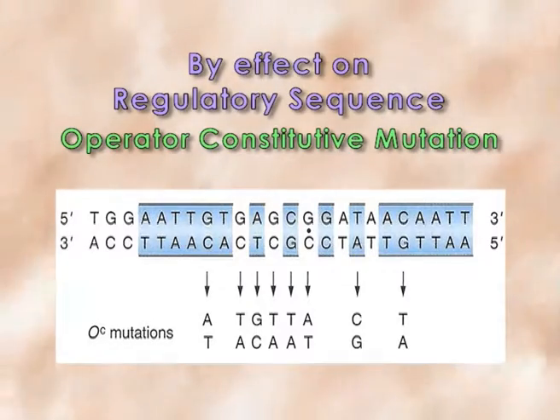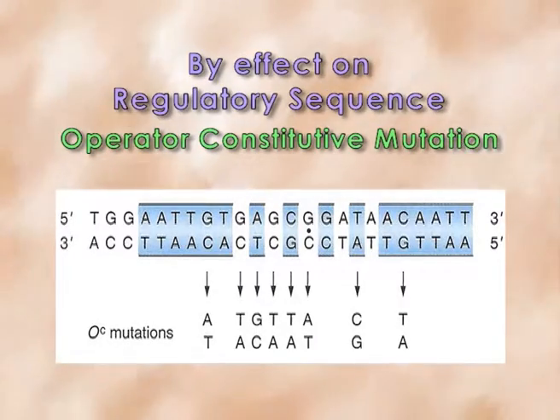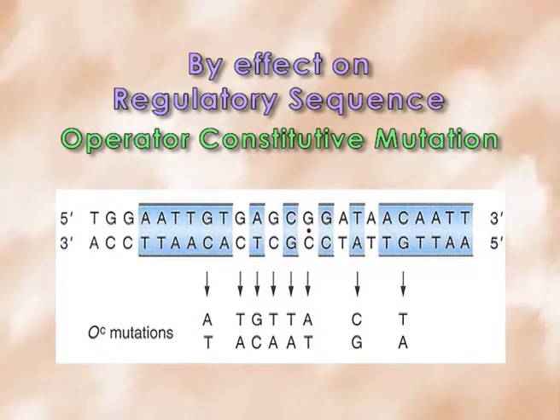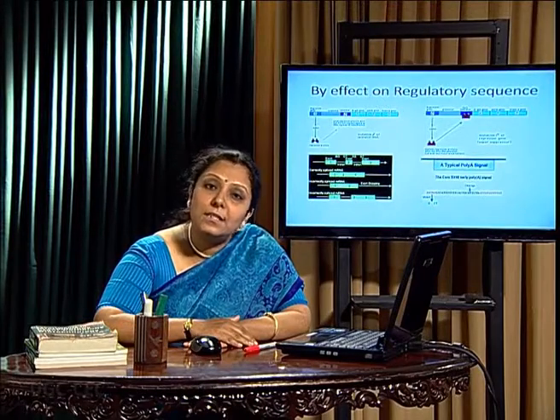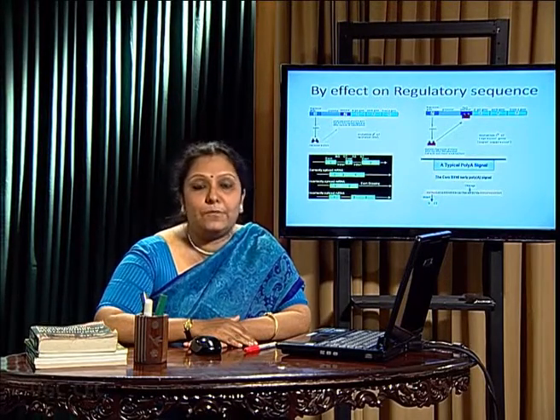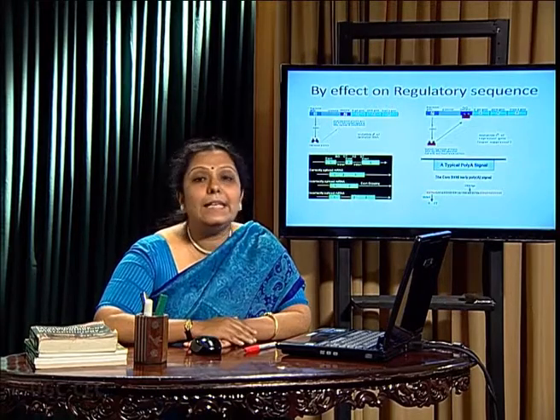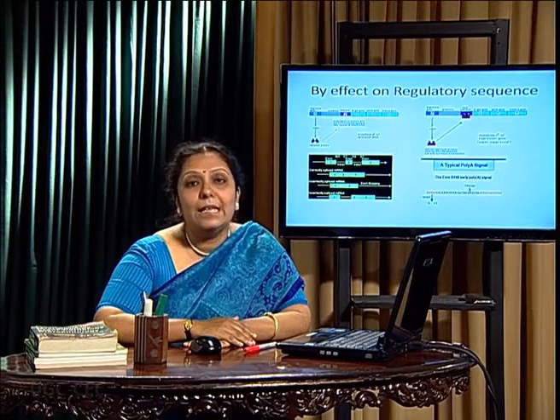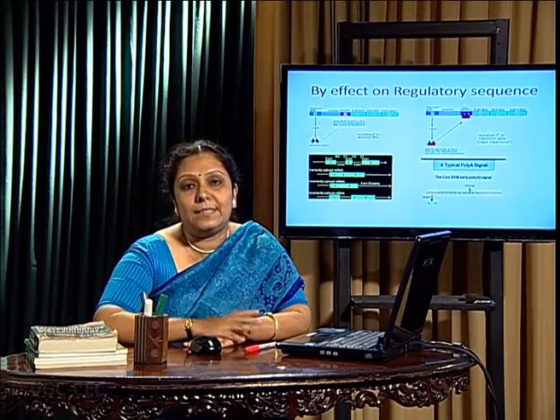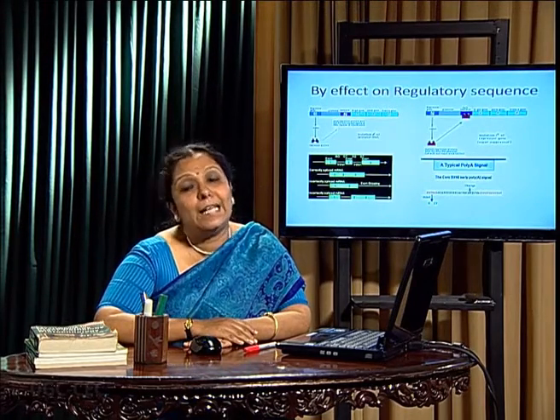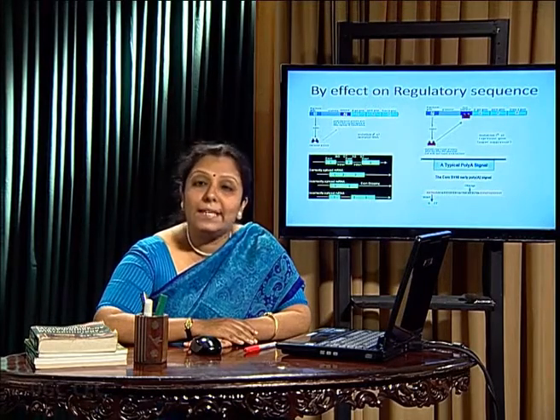In operator constitutive mutation, taking the example of the lac operon, the operator is mutated in such a way that it is unable to bind the repressor. So in a constitutive way, the gene is expressed without the presence of lactose. In case of regulatory site mutation, in the lac repressor, if the gene is mutated, then again the repressor is unable to bind at the wild type operator sequence. If the repressor is not getting bound, again in a constitutive, continuous way, we get protein production from the lac operon.